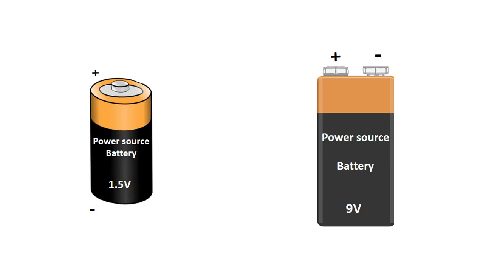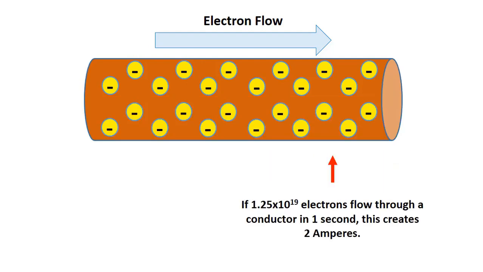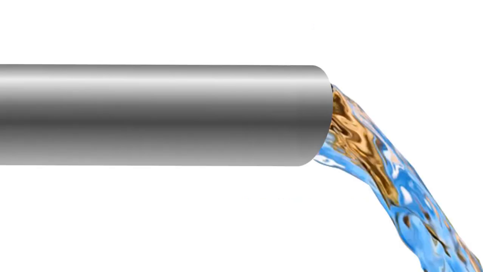So, how is the intensity of this current determined? If 6.25 times 10 to the power of 18 electrons flow through a conductor in 1 second, this creates 1 ampere. The flowage of so many electrons per second from a cross-section of the conductor creates 1 ampere. If 1.25 times 10 to the power of 19 electrons flow through the conductor's cross-section in 1 second, this creates 2 amperes. When the number of electrons flowing in a second doubles, the current intensity flowing through the conductor also doubles.